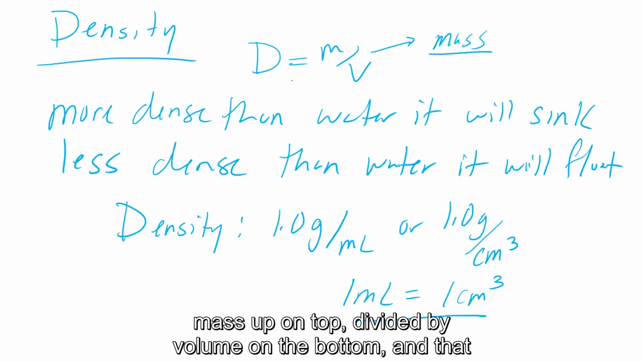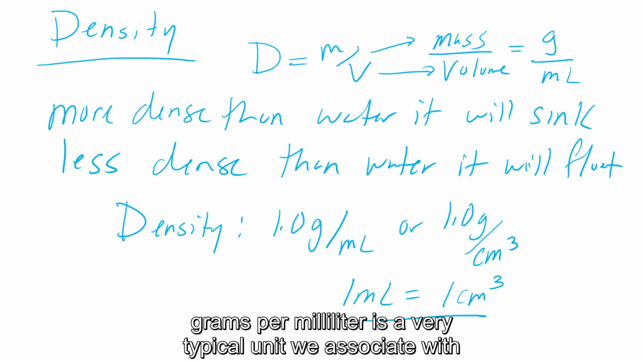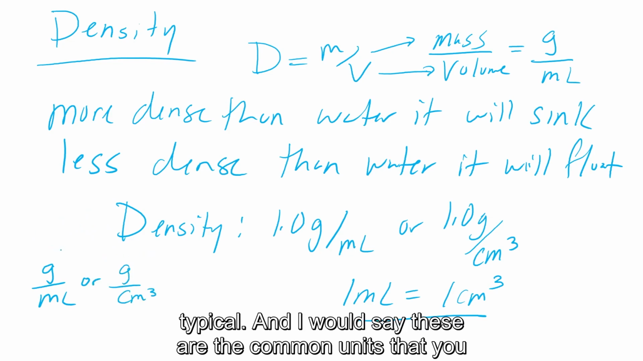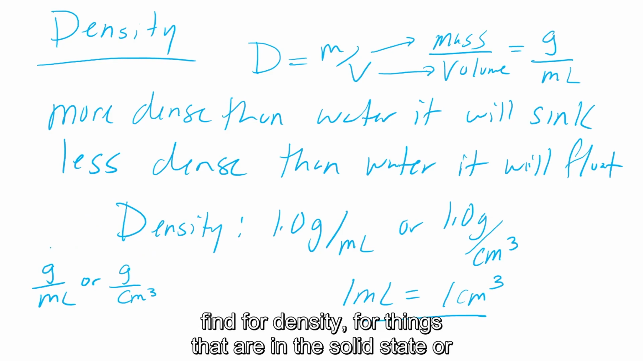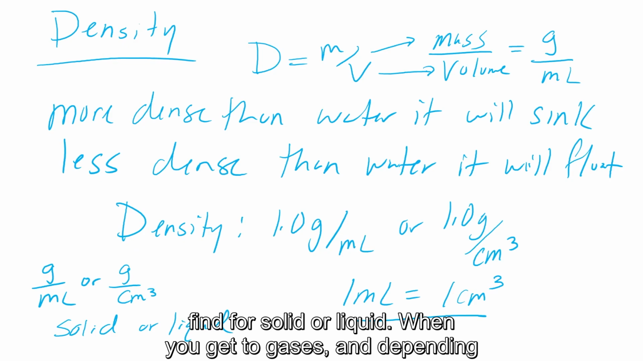Mass up on top, divided by volume on the bottom. And that gives us units of grams for mass and milliliters for volume. So grams per milliliter is a very typical unit we associate with density, as are grams per cubic centimeter, which is also very typical. And I would say these are the common units that you find for density for things that are in the solid or liquid state.